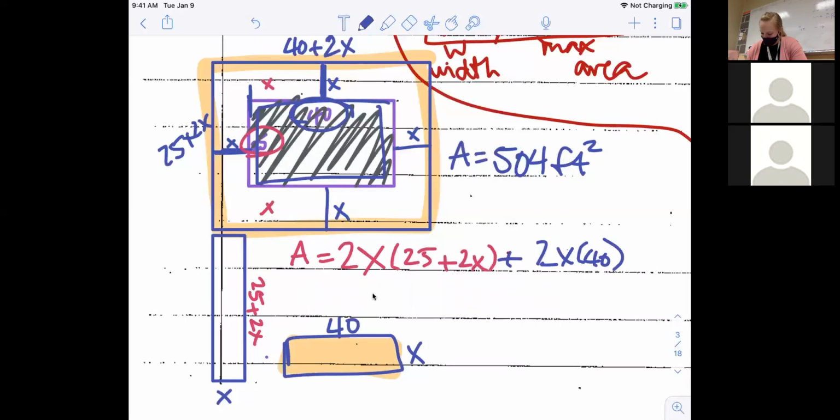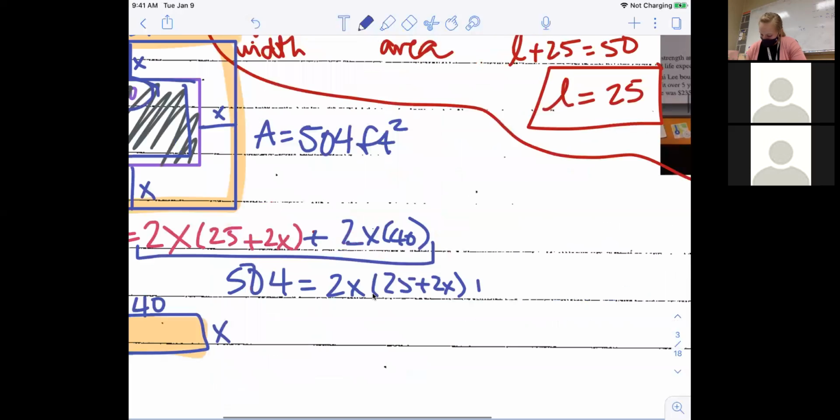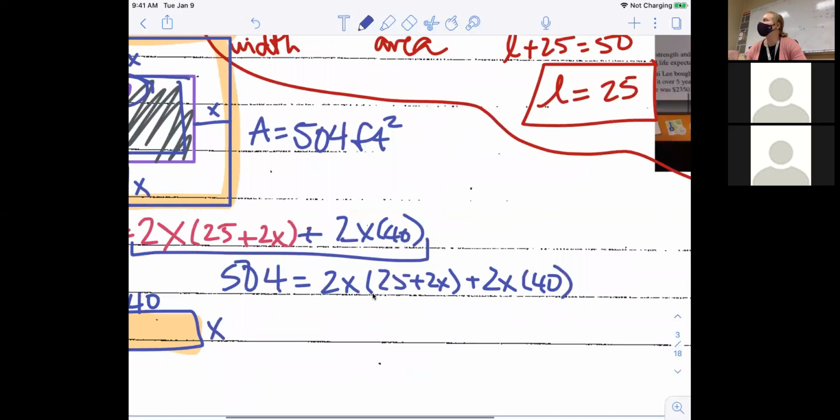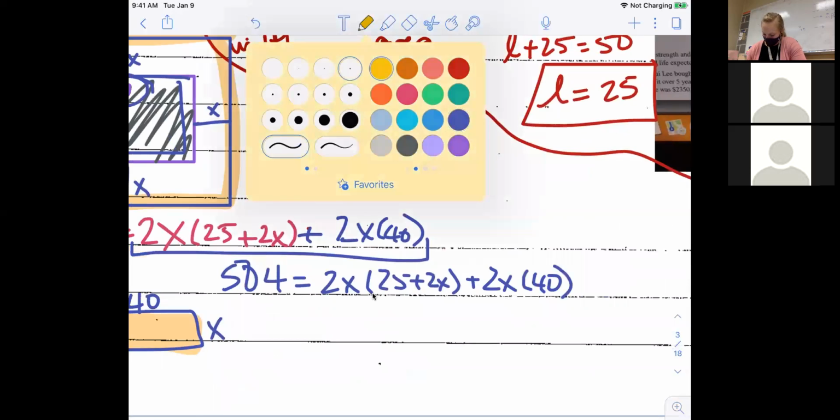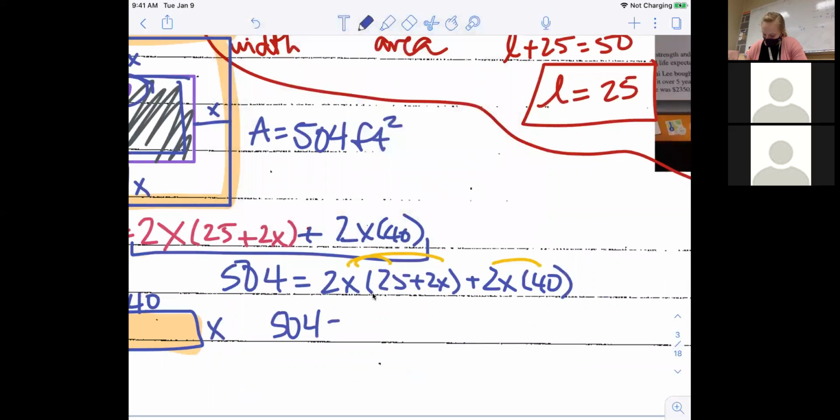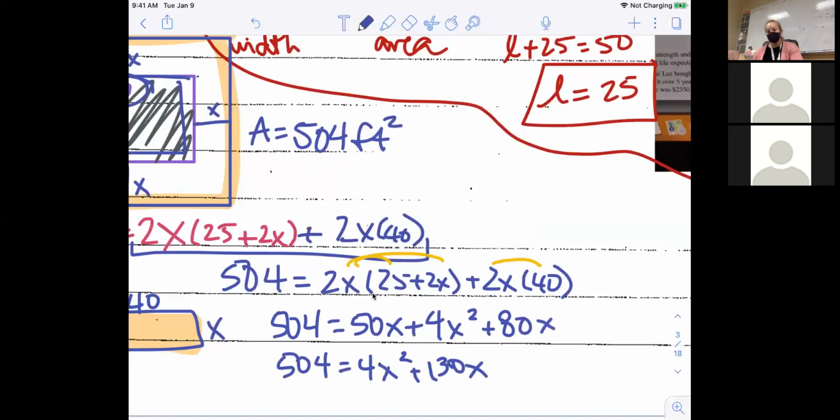And I'm going to do, well, I know my area is 504, so I'm going to set this expression equal to 504 equals 2x times 25 plus 2x plus 2x times 40. And then I'm going to start simplifying. Distribute that 2x in, multiply that 2x there. 504 equals 50x plus 4x squared plus 80x. I'm going to see if I can simplify there on the right-hand side. I've got 504 equals 4x squared plus 130x.